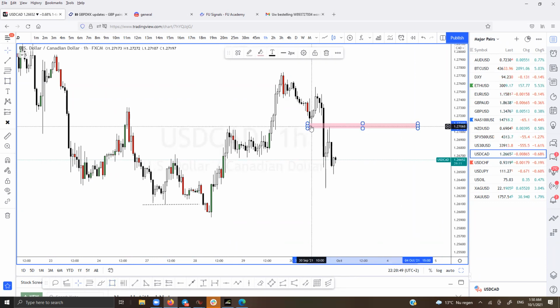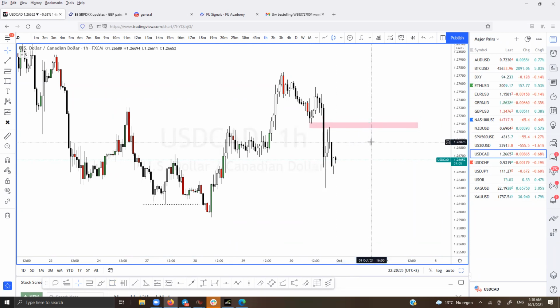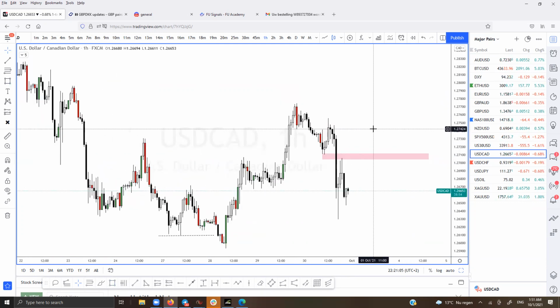You can draw this way; someone can also draw this way. So I'll take the minimum, because I don't want to take a chance. Still I would say the price might move here, because that's what I'm thinking for this USD CAD.